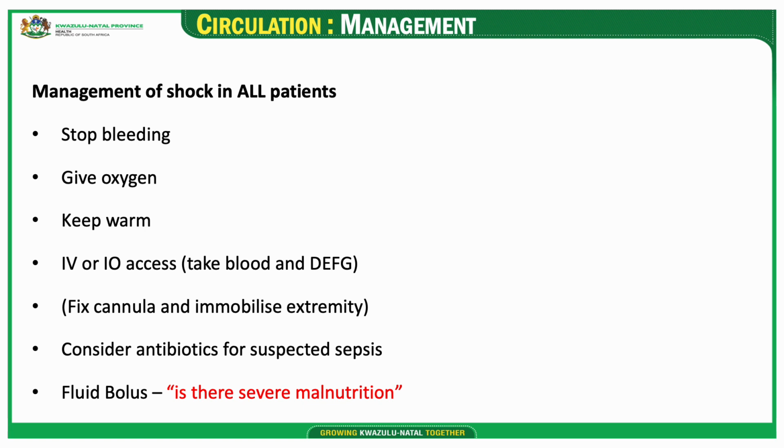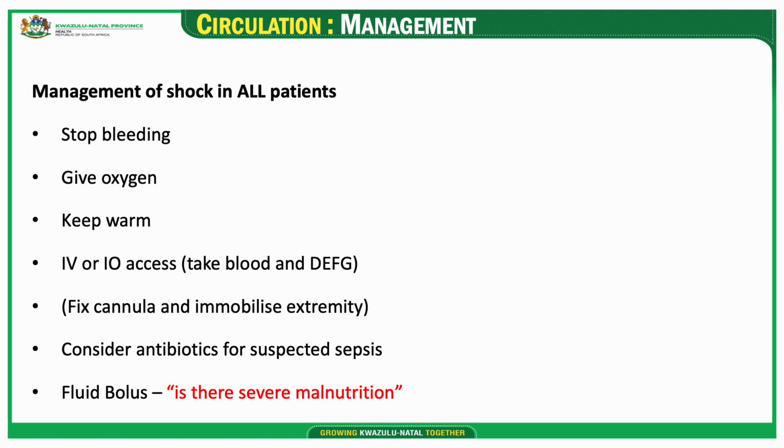Take some bloods, but never forget to do the glucose. I want to make sure I secure the cannula well and immobilize the extremity, especially if I've done an interosseous line. Children with shock need antibiotics early, especially those patients with suspected sepsis. And we know sepsis is one of our main causes of shock.